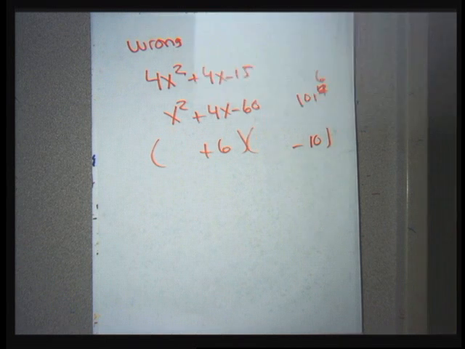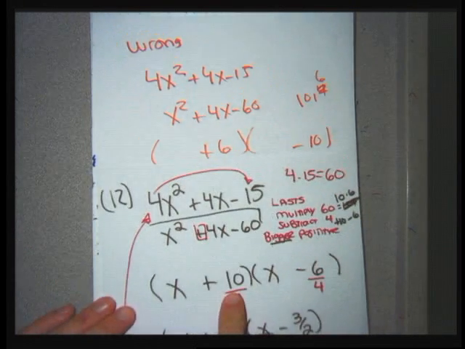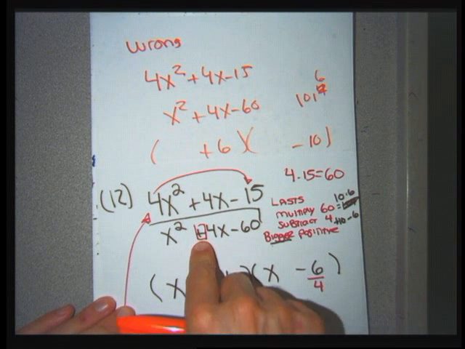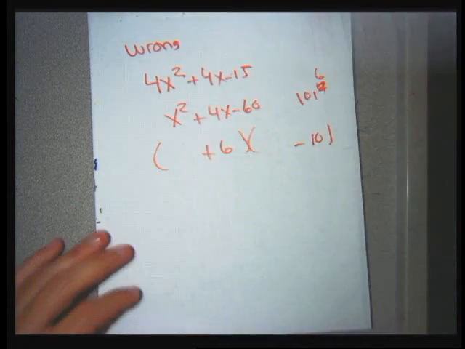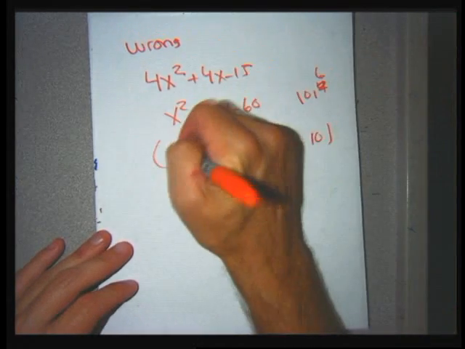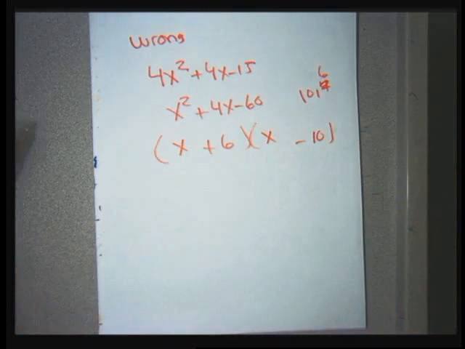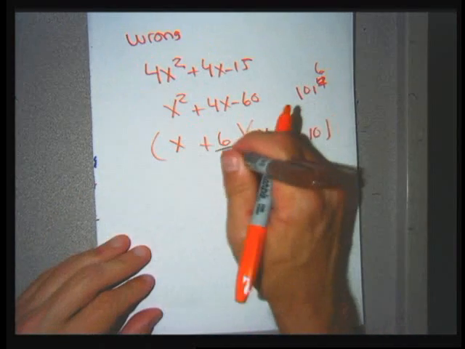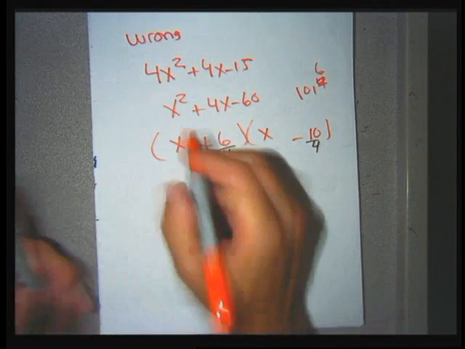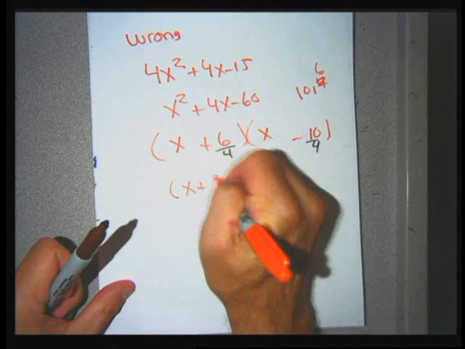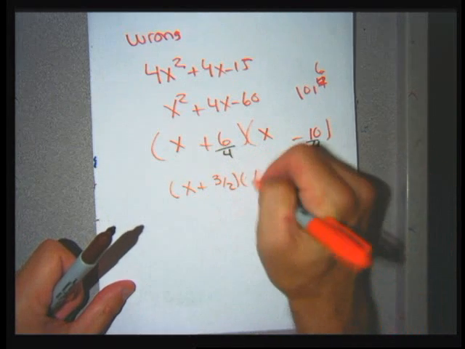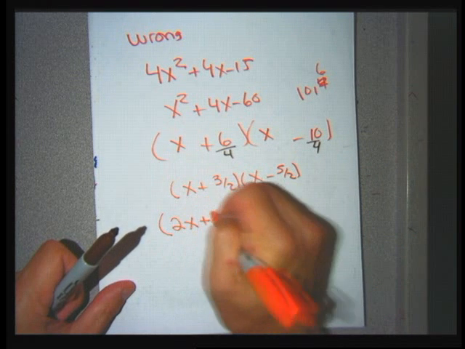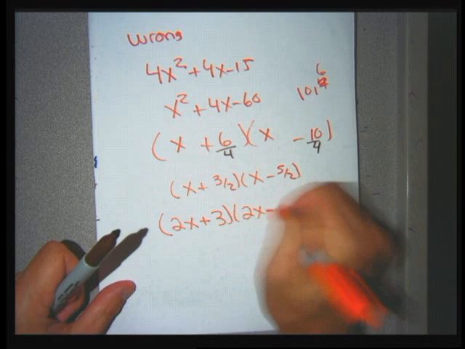When I did this, I put the 10 with the plus, the 6 with the minus, because the bigger number needed to be positive because this 4 was positive. If I would have done the numbers wrong, had the right numbers but in the wrong place, this is what would happen. I would split the x's up, put my last in. I started off multiplying by 4. I'll divide by 4. Reduce the fraction to 3 halves. Reduce the second fraction to 5 halves. Bring my bottom up and get a 2x plus 3 and a 2x minus 5.